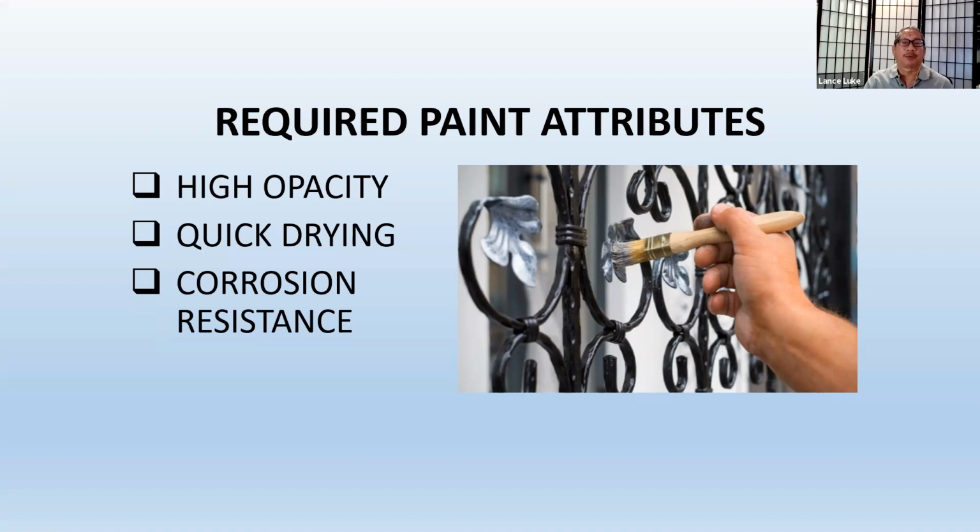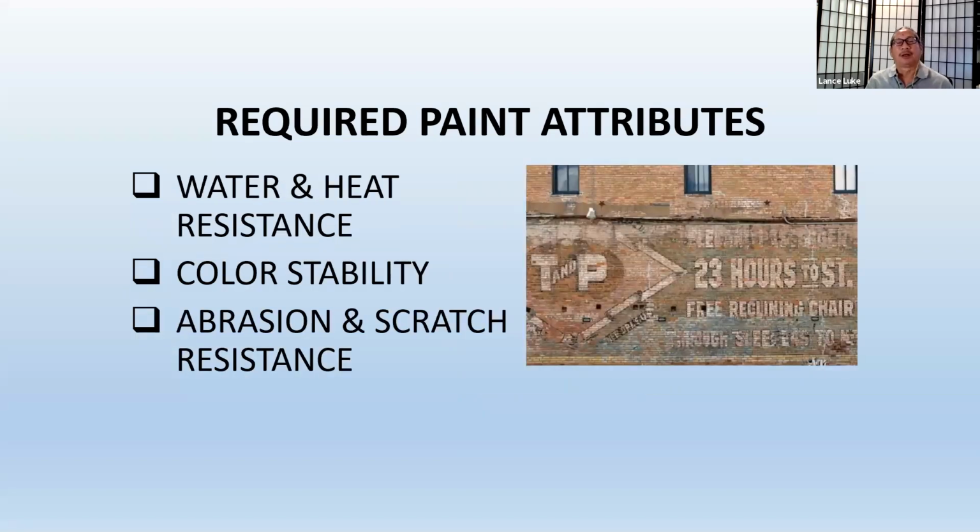Other attributes we talk about would be water and heat resistance, color stability. In other words, if you have your house or building painted, you don't want the paint fading in a couple of years. So you want the color to be pretty much stable, but the darker colors will tend to fade over time and paint will fade. It's not going to last forever.